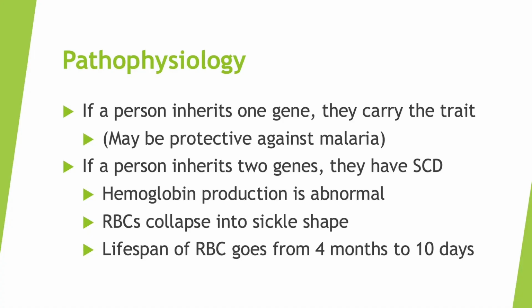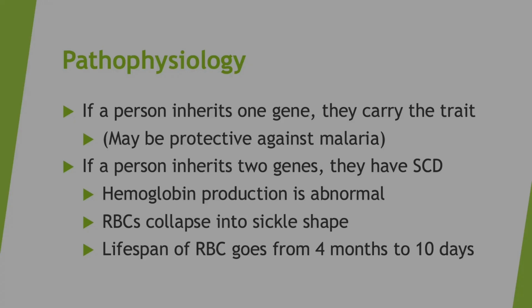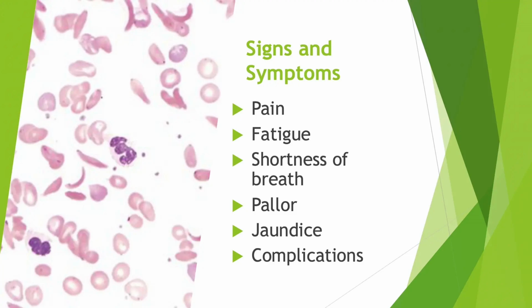The pathophysiology of sickle cell disease depends on genetic inheritance. If a person inherits one gene, they carry the trait but don't have the disease. If a person inherits two genes, one from each parent, they have sickle cell disease. In this case, hemoglobin production is abnormal. The red blood cells collapse into a sickle or crescent shape. The lifespan of these abnormal red blood cells goes from the normal 4 months down to just 10 days, leading to chronic anemia. The signs and symptoms of sickle cell disease include pain, fatigue, shortness of breath, pallor or paleness, jaundice, and various complications that we'll discuss in detail.